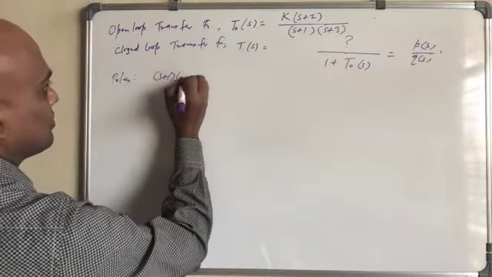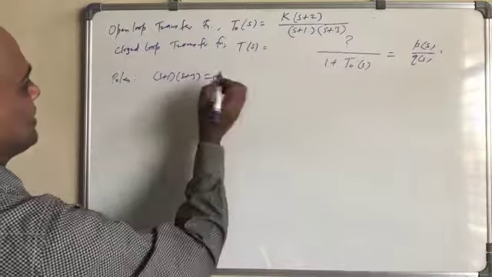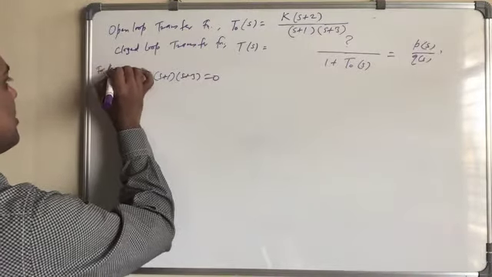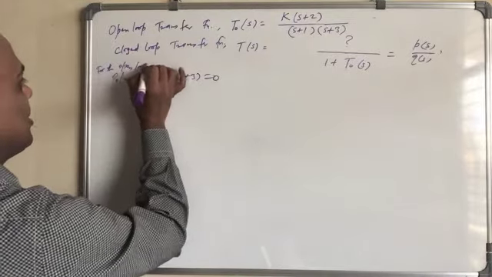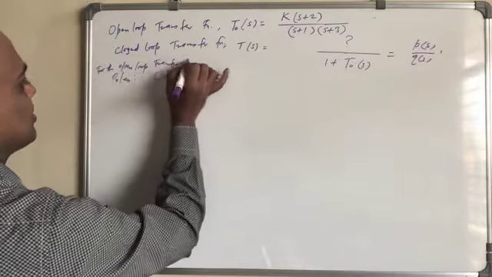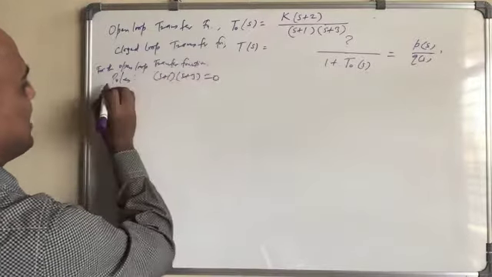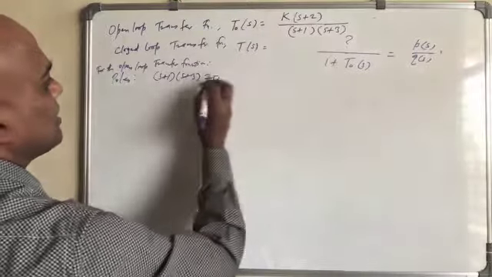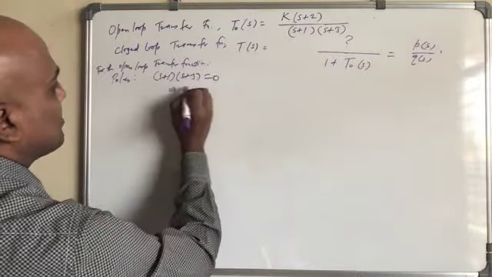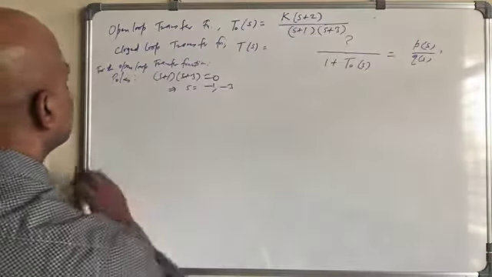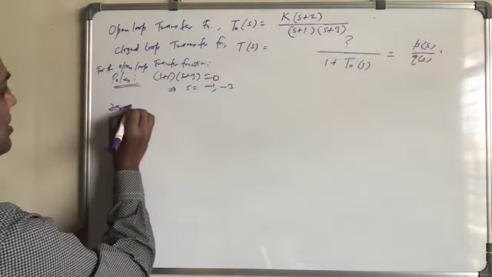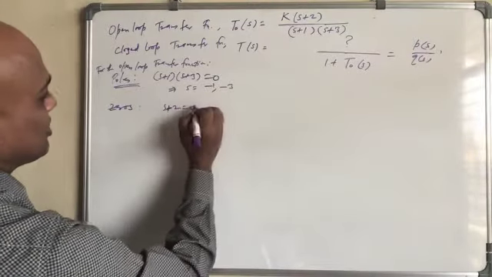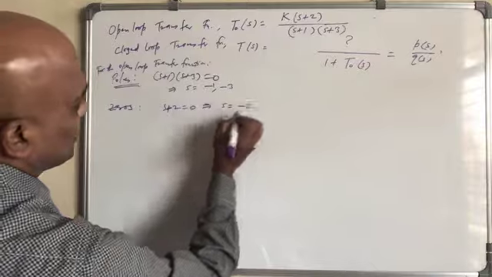S plus 1, s plus 3 equal to 0. Okay, for the open loop transfer function, we have the poles: s plus 1 times s plus 3 equal to 0, and hence we have s equal to -1 and -3. Now zeros: s plus 2 equal to 0, and hence s equal to -2.